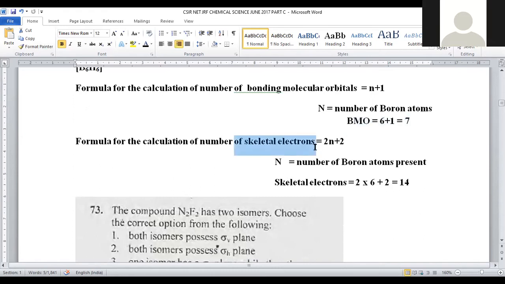In order to predict the skeletal electron count, the formula will be 2n plus 2. The 2n plus 2 formula can be employed. 2 into how many boron atoms? 6 boron atoms are there, plus 2. 2 into 6 plus 2, 12 plus 2, it will be 14.